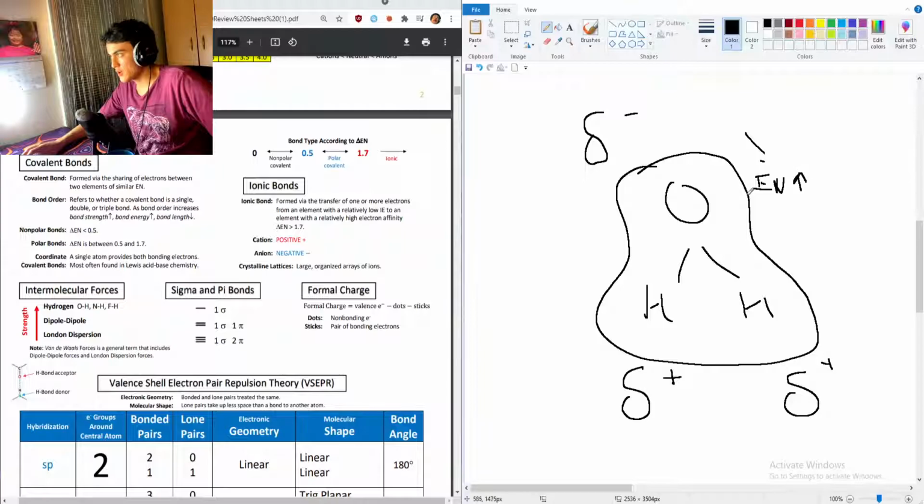Electronegativity is higher here than here for this element. Bond order reflects whether a covalent bond is single, double, or triple. As bond order increases, bond strength and bond energy increase, and bond length decreases. Never heard of bond length before.